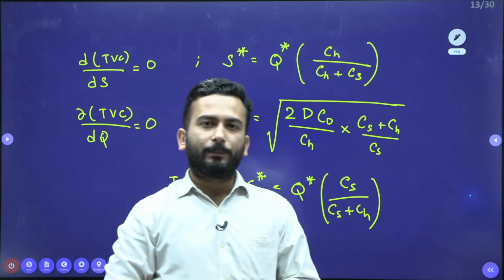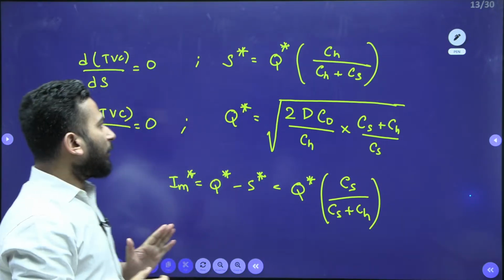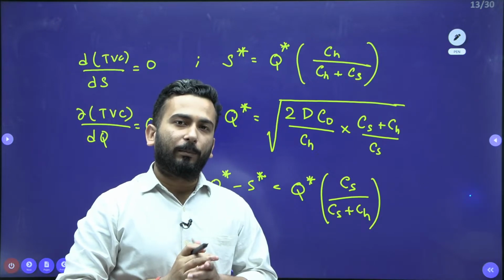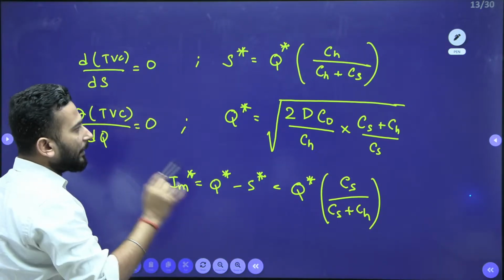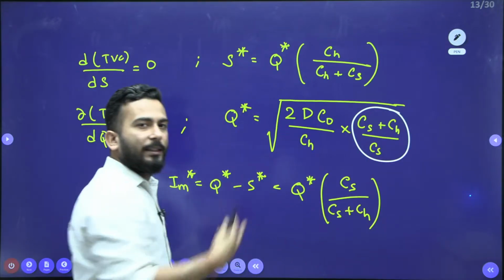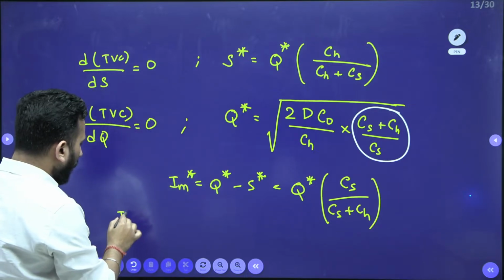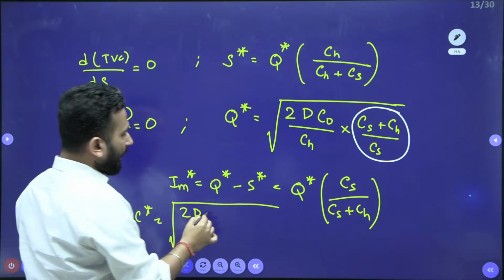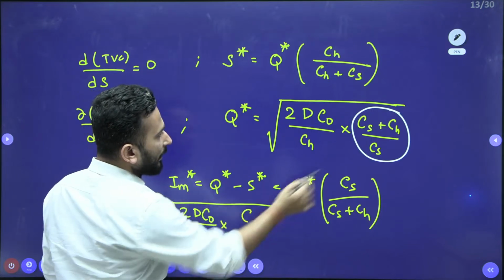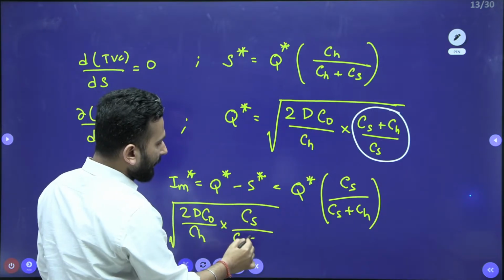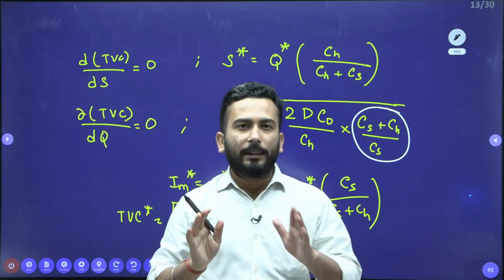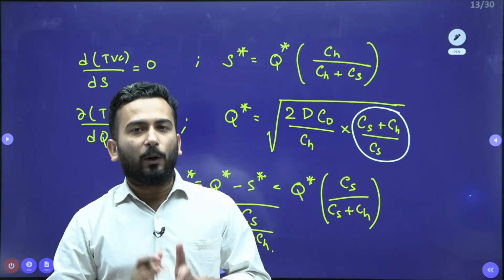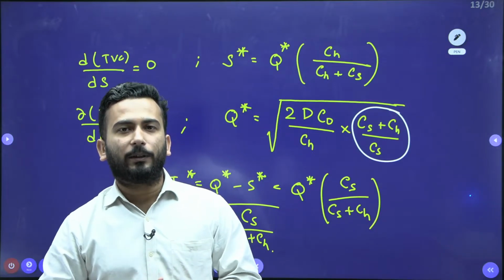That's it. And finally, my dear friends, you will be asking, sir, where is total variable cost minimum? Just remember that whatever factor I have written over here, simply reverse it in the total variable cost. So total variable cost minimum is nothing but 2D C naught by CH into, just reverse, CS by CS plus CH. That's it. Only this much formula you will have to remember from this model. But as I said, how they are coming is also very much important.